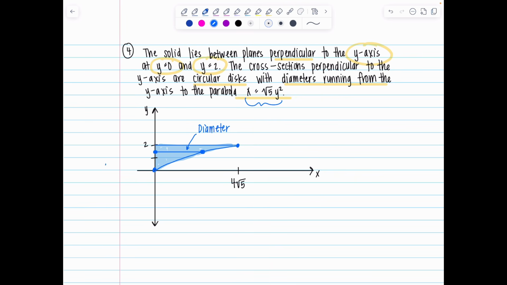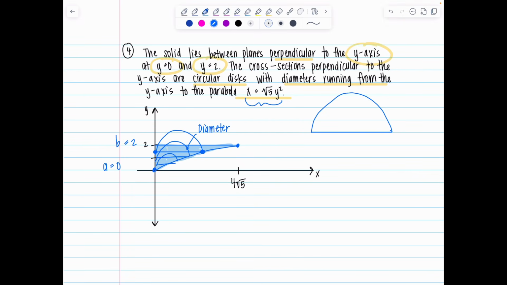A is y equals 0. B is y equals 2. And then if I pop over this diameter over here, we have a bunch of little semicircles. We'll make them look nicer, Professor V, get it together. Okay, you get the idea.